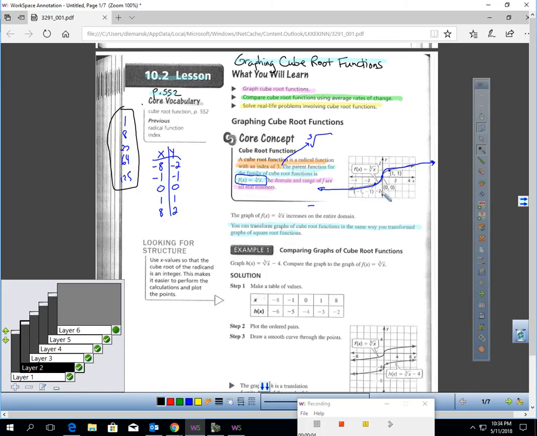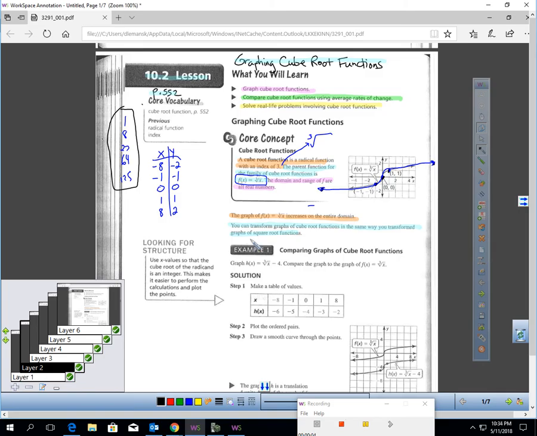So if I graph those, can you see how if I go 8 left and 2 down, there's a point, and 1 left, 1 down, and 0, 0, and 1 right, 1 up, and 8 right, 2 up, and I get this wavy thing. There's a cube root function. Now, the graph of the parent function increases on the entire domain. In other words, as I go from left to right, you can see this thing continually gets higher up on the graph.